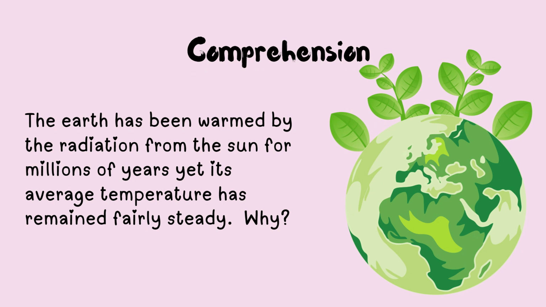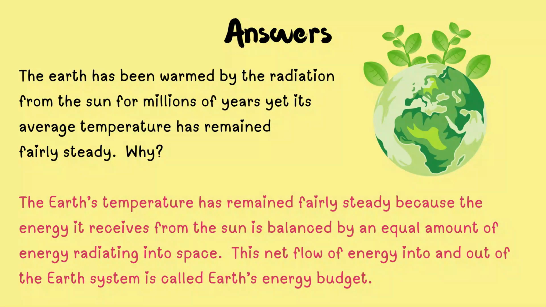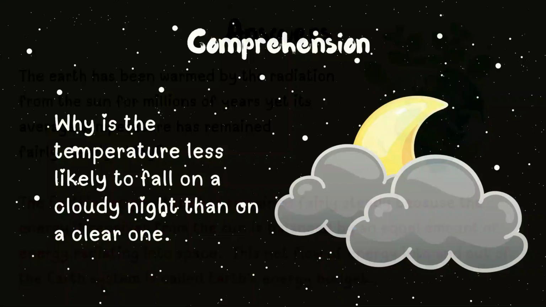Comprehension. The Earth has been warmed by the radiation from the sun for millions of years, yet its average temperature has remained fairly steady. Why? The Earth's temperature has remained fairly steady because the energy it receives from the sun is balanced by an equal amount of energy radiating to space. This net flow of energy into and out of the Earth system is called Earth's energy budget.